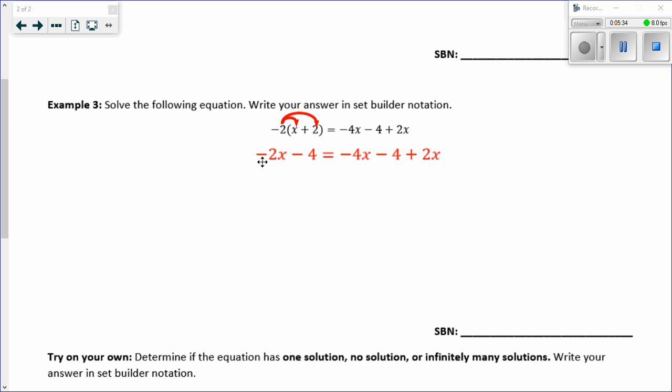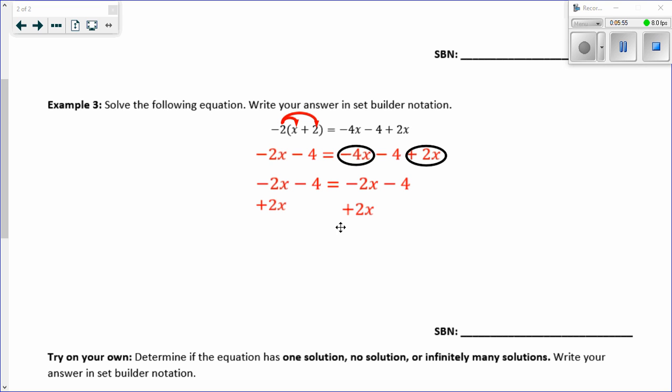And now I'm going to look to combine. There's nothing on the left side, but there is on the right. I can combine the 2x and the -4x, and they would combine to be -2x. So now I have -2x minus 4 equals -2x minus 4. I'm going to go ahead and get rid of this -2x by adding 2x to both sides.